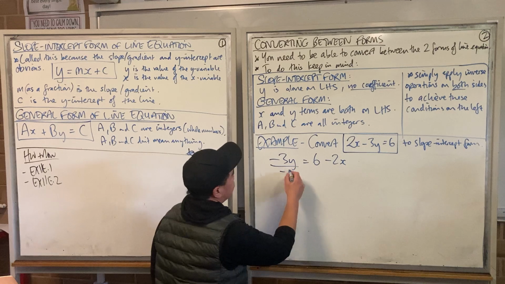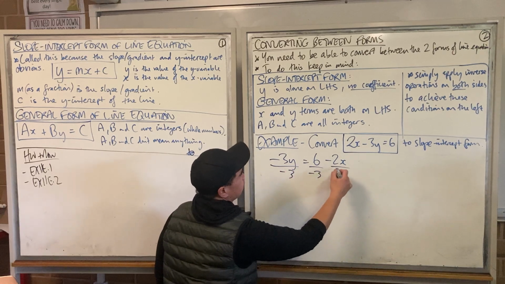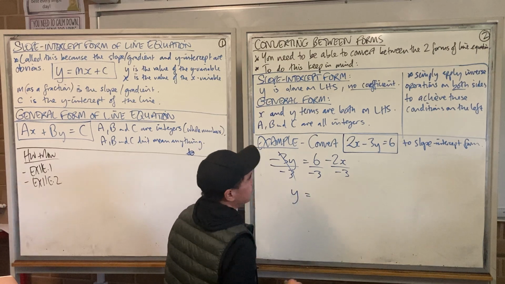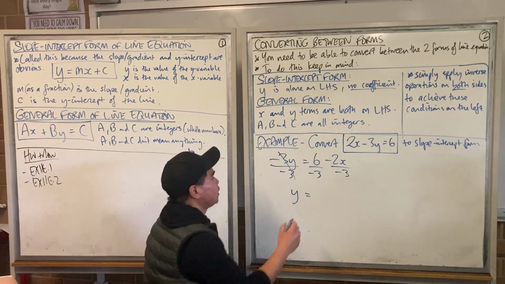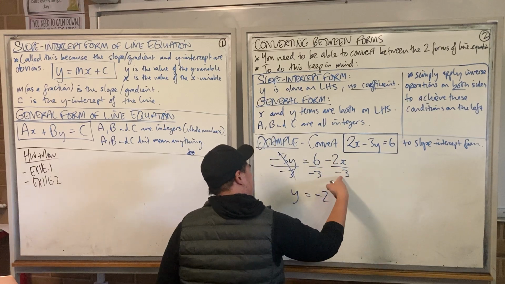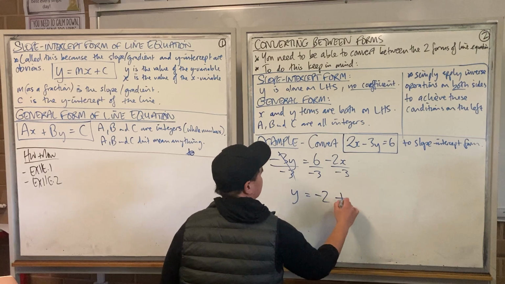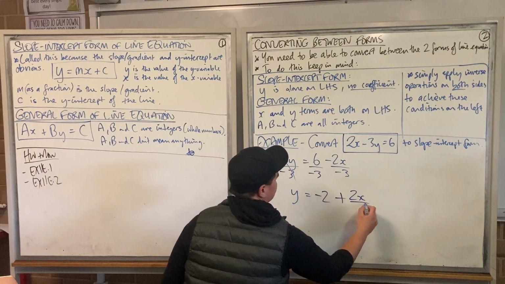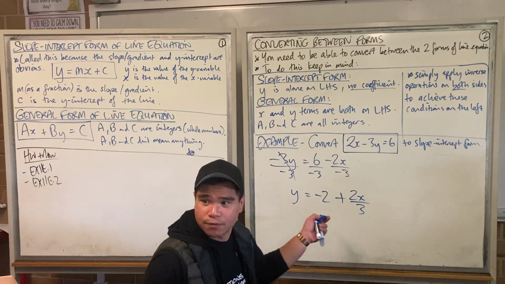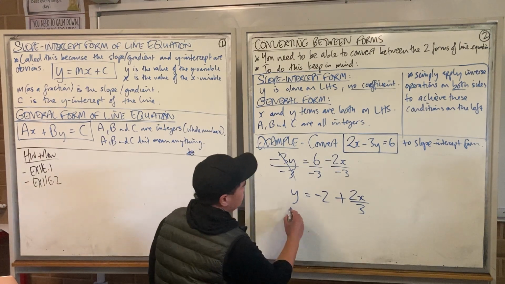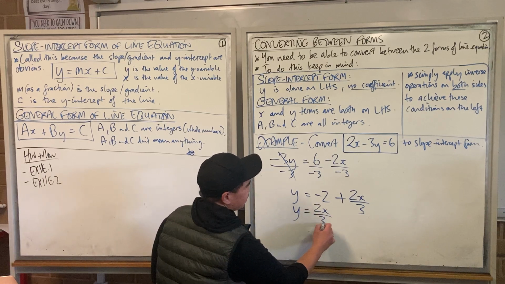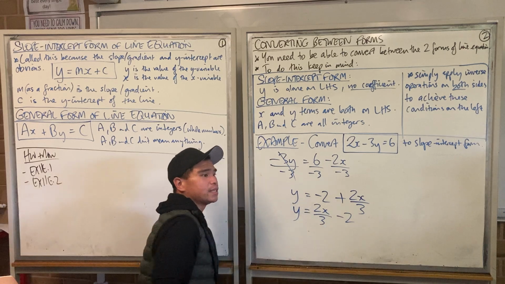Excellent. Divide by negative 3, but you need to divide everything by negative 3. So that's going to cancel. Y is going to be, what's 6 divided by negative 3? Negative 2, take, you've got a negative divided by negative, so what does that become? Positive 2x on 3. That looks like it's in a slightly different order, but that's slope-intercept form. If you wanted to write in slope-intercept form in exactly the same order, it would be y is equal to 2x on 3, take 2, exactly the same.